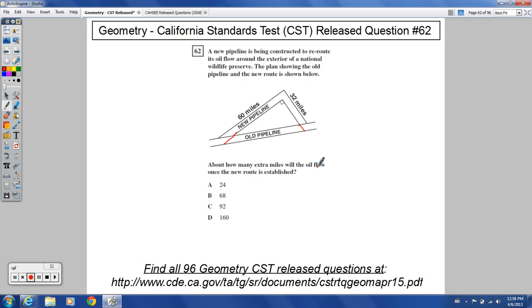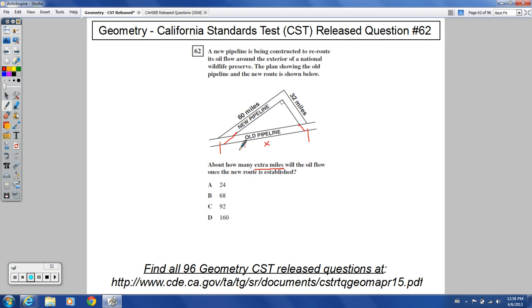About how many extra miles will the oil flow once the new route has been established? So we have this, and we've got to figure out what this is right here. If we knew what the length is from here to here, and we take these two and add them together and subtract the old length from the new length, that will give us the extra miles that we're looking for.